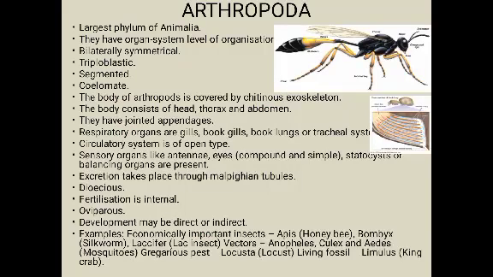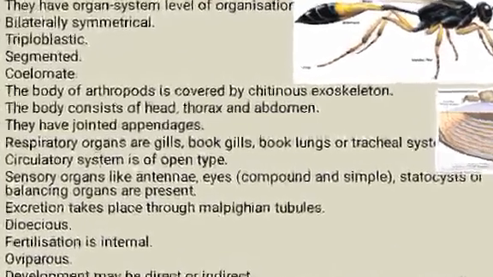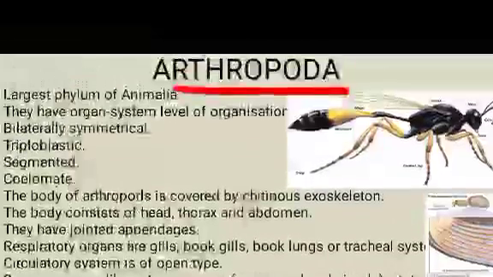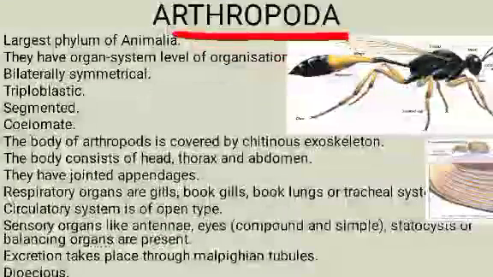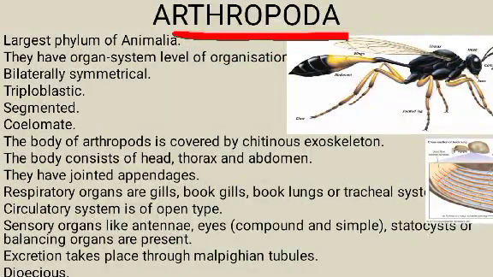Next phylum is phylum Arthropoda. Okay. So why is it named Arthropoda? Arthro means jointed. So they have jointed legs. Pod means what? Leg, or appendage. We can say appendages, or legs, or limbs. So as they have jointed legs or jointed appendages, this phylum is named Arthropoda.